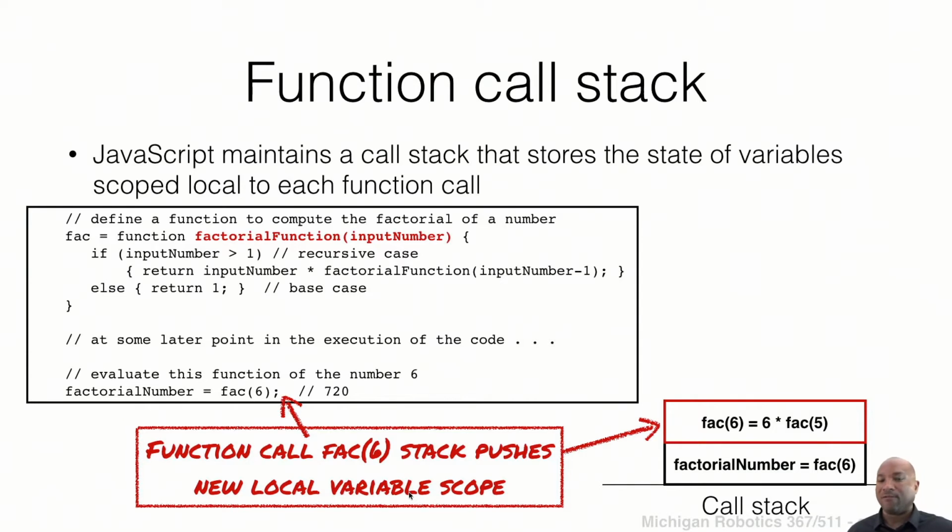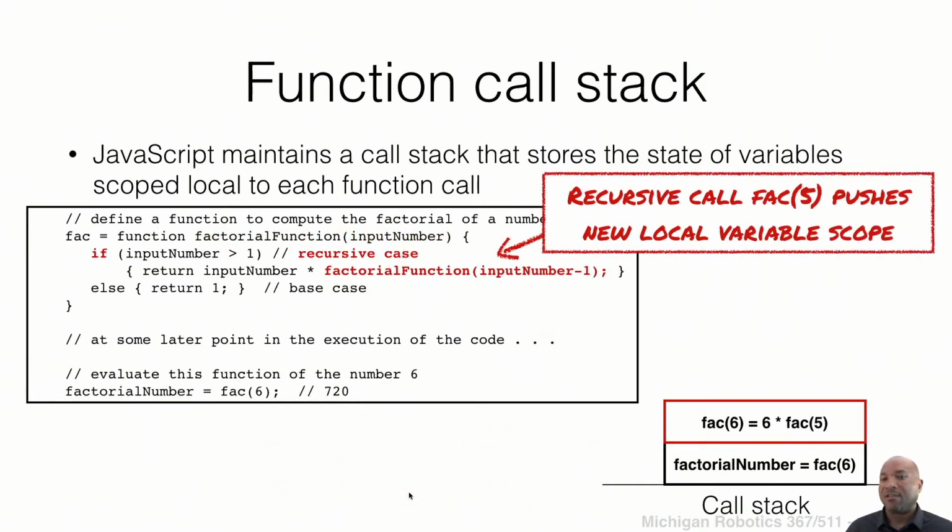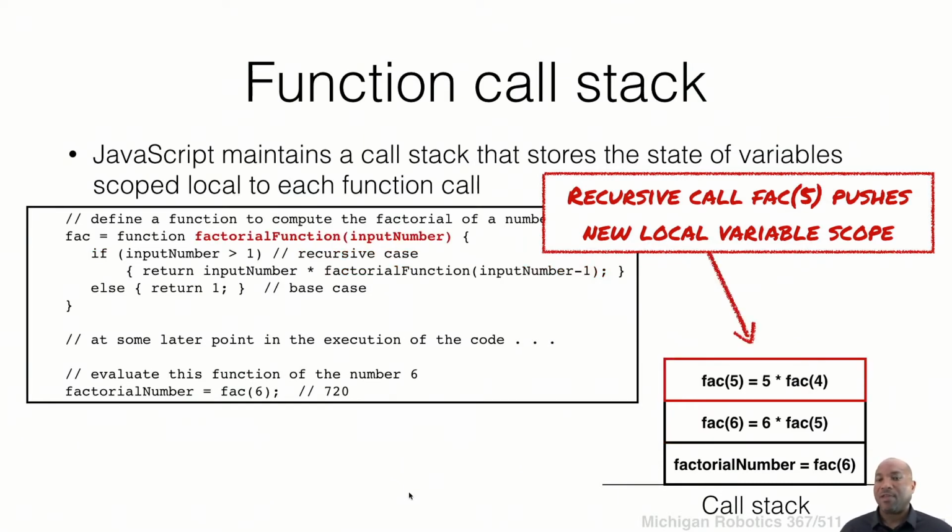Then when we go into the function, what we're going to have to return is the input number that's given to us, 6, times the factorial of that number minus 1. We're going to end up calling this function again inside of itself, and that's going to create a new function call with its own local variable scope. That will then be pushed onto our function call stack.